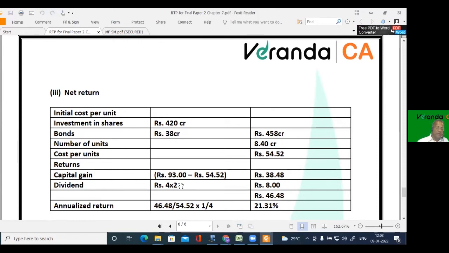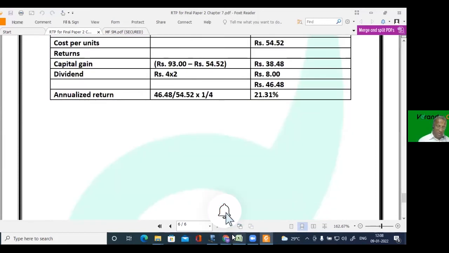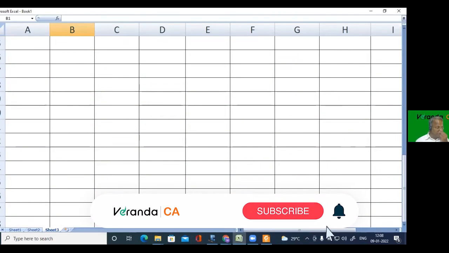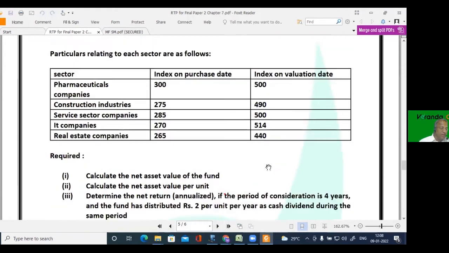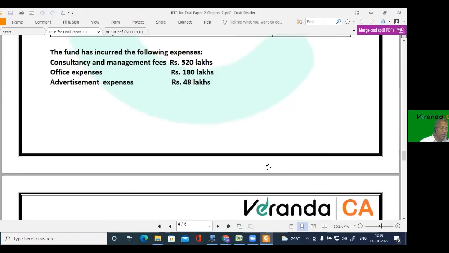Number of units at the initial stage was 54.52. The difference between the two is capital gain. 4 years, 2 rupees, 46.42. This is what I was just telling you. This is the way we have to arrive at it. Now, whatever we have just seen, you would like to put it. But the problem is, they have not considered one item totally.